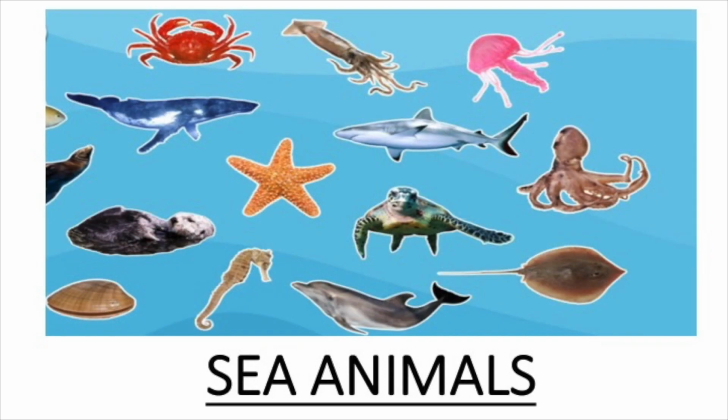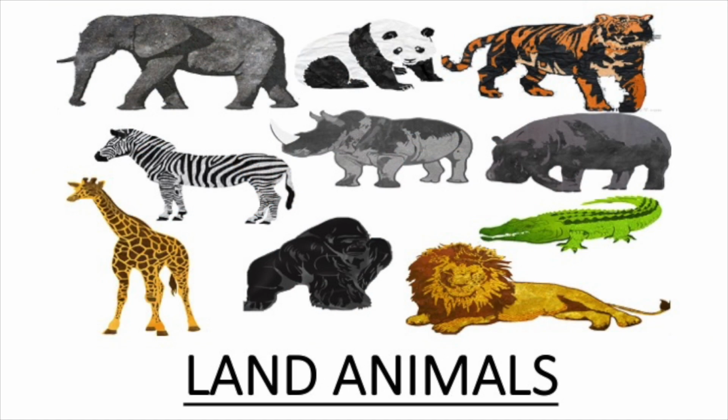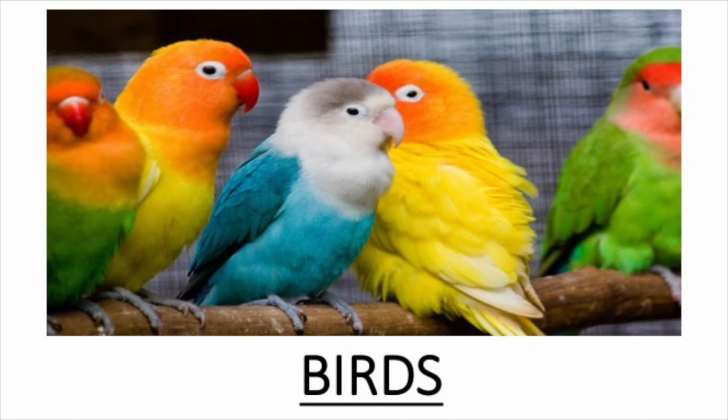And then we have other categories. The animals that live in the ocean or the sea, we call sea animals. Animals that live on land, land animals. And animals that fly high up in the sky, birds, yes. So three different categories of animals, sea animals, land animals, and birds.